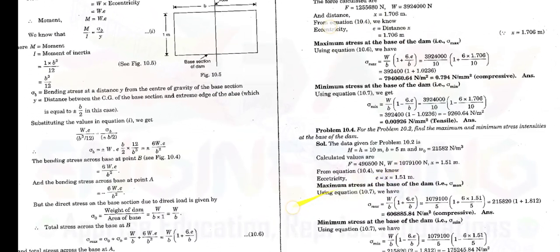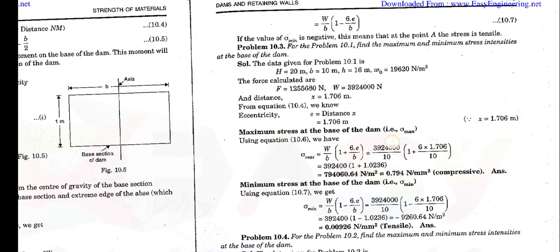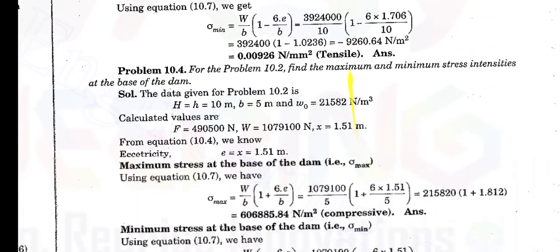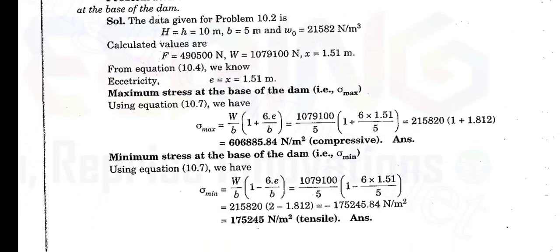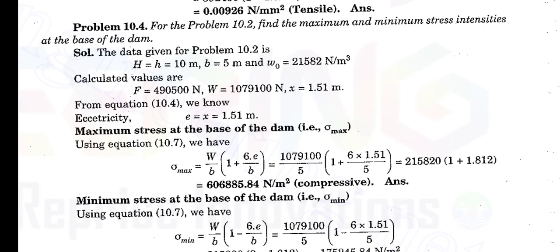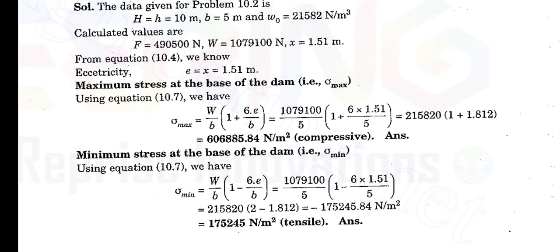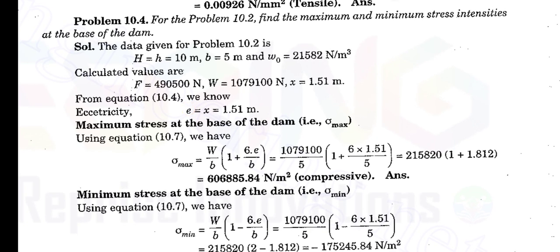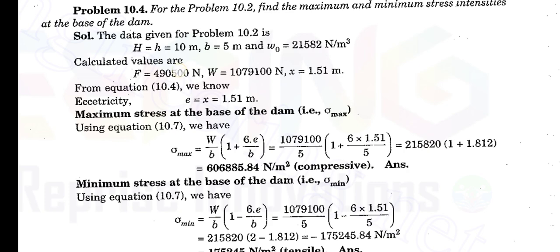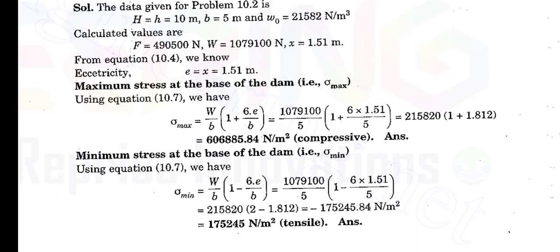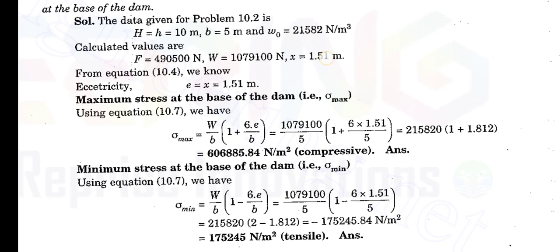Let's see with another problem for calculating the stress value. So with the previous problem, that is the same problem, now we have given another one. We have to find out the maximum and minimum stress. So there you have seen that E is equal to X for the rectangular beam. Already you have given that H is equal to 10 meters, B equal to 5 meters, and W naught here. F value is 490500 and W is 179100 and X value is 1.51.